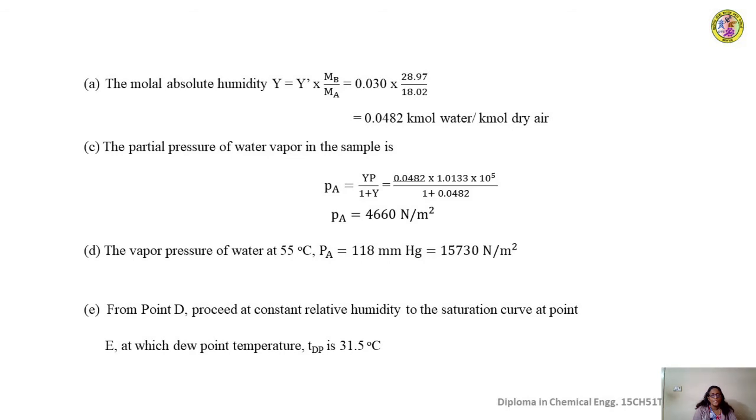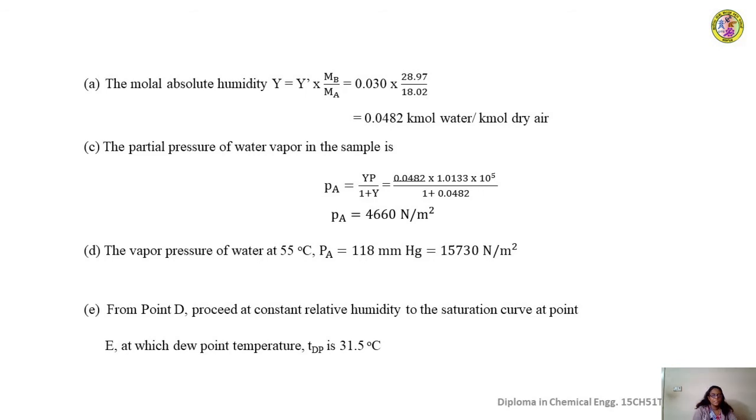So now y is equal to y dash into MB by MA. So y is equal to 0.030 into 28.97 divided by 18.02. On calculating, you will get the molar humidity of the given mixture as 0.0482 kilomoles water per kilomoles dry air.